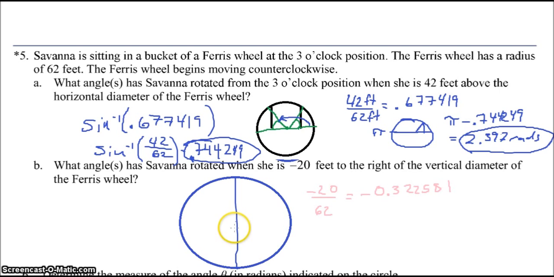Okay, so there's going to be two positions where the distance to the right is negative 20. These two. Now this one up here, we can find this point using the inverse cosine of negative 20 over 62.